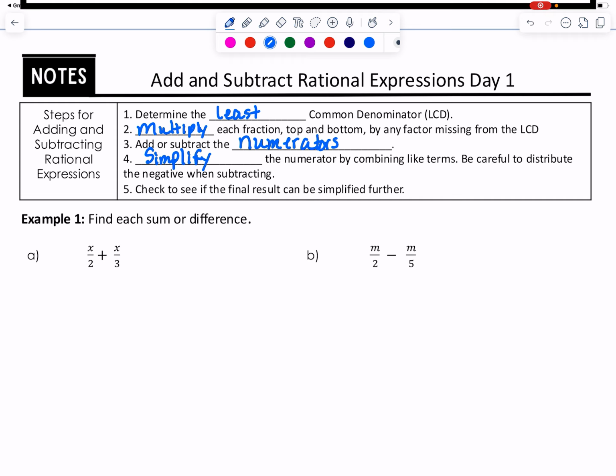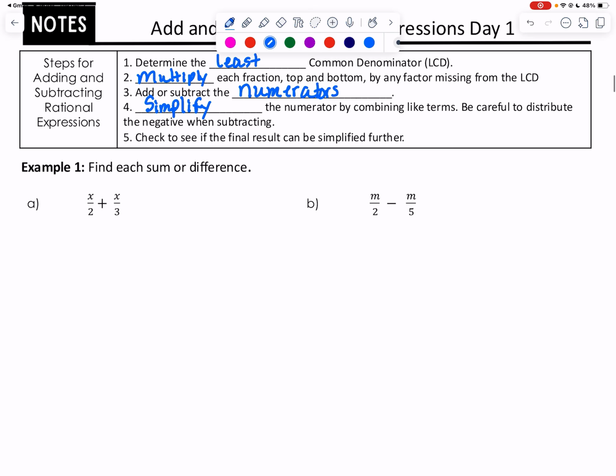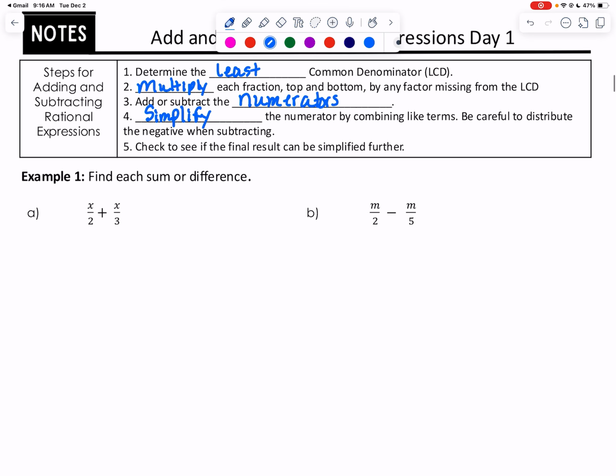Now, these steps will make a lot more sense after we go through a couple of examples together. So if we have in problem A, x over 2 plus x over 3, the first thing we want to do is find our least common denominator. So in this problem, we need a number that both 2 and 3 will go into. So we'll use 6 because 2 will go into 6 and 3 will go into 6.